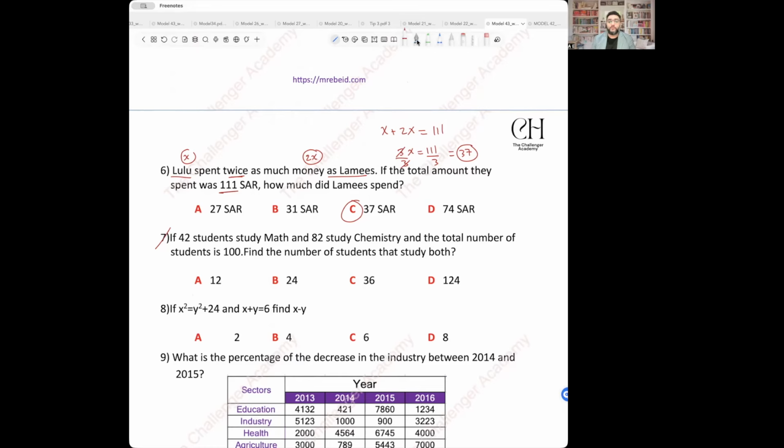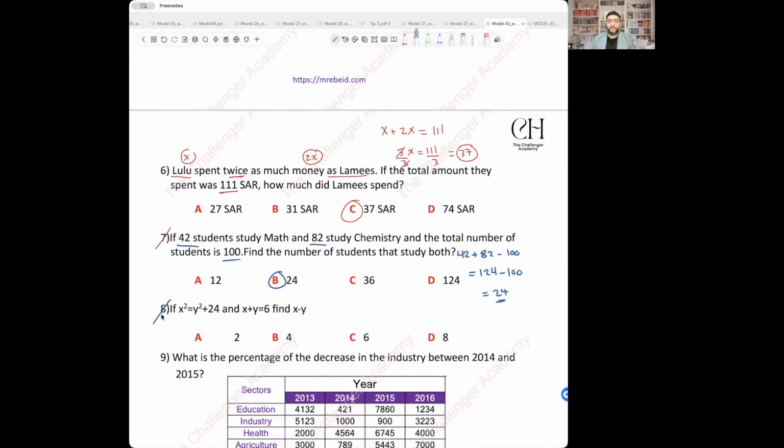If 42 students study math and 82 study chemistry, and the total number of students is 100, find the number of students that study both. In this question, you will just add the first two numbers minus the third. So we'll just add 42 plus 82 minus 100. 42 plus 82 is 124, minus 100, it will be 24. So the answer is B.